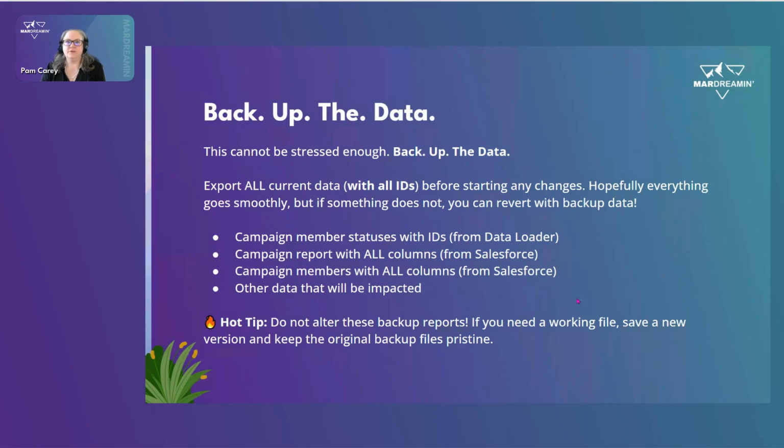Export all of your current campaign data with those IDs before starting any changes. Name them specifically with "do not edit," put them in a separate folder, whatever. If you want to use those as working files, that's fine. Make a copy and rename them as working file. You want to keep those originals pristine in case you need to roll back.